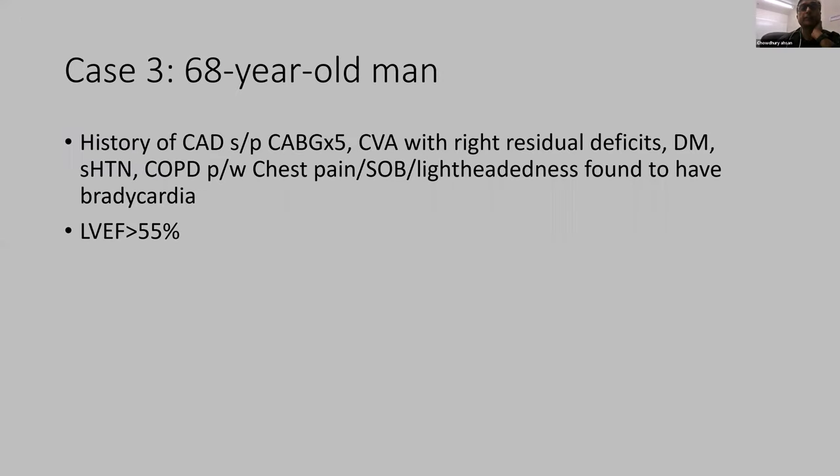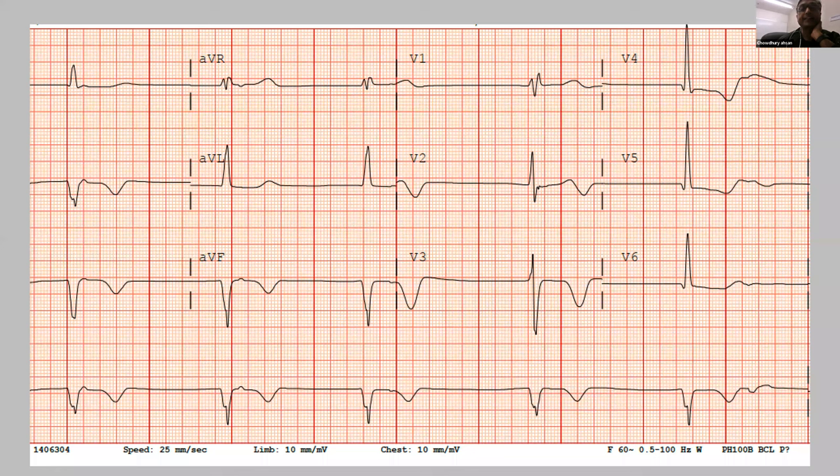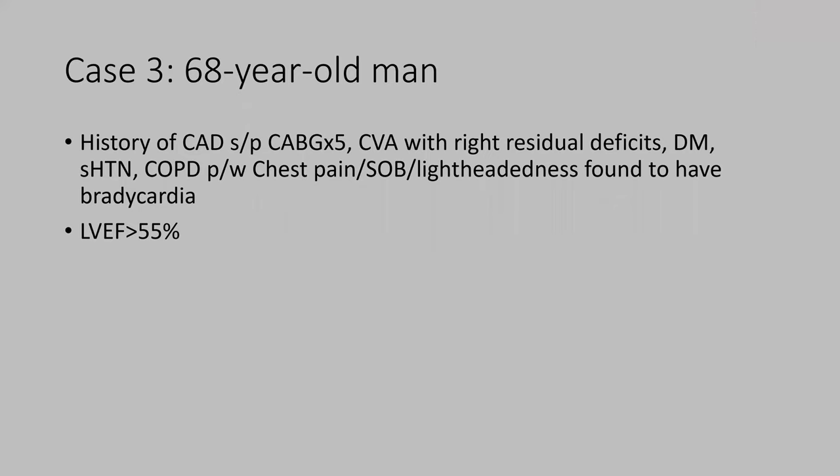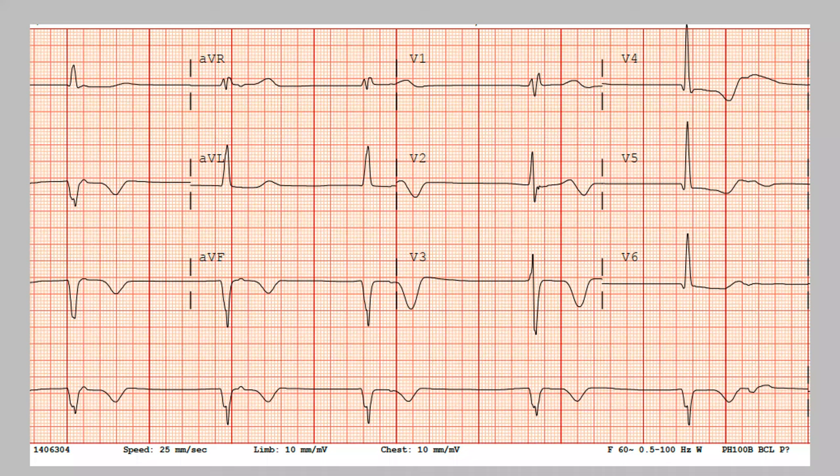And then this is a patient with CABG, stroke, and then lightheadedness, and this EKG. I think we're still on the old ECG. Can you see it? Yeah. So we had a concern from the hospitalist that, wow, look at the T wave. Is ischemia causing this bradycardia, or is it just bradycardia for some reason? So how do you handle this?